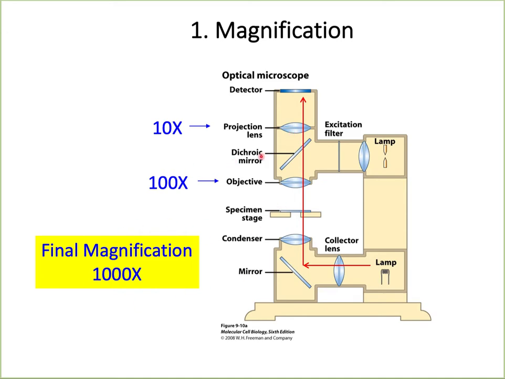From the projection lens, the light passes to a detector, and today the detector can be a computer screen, but most often the detector is simply your eye right here. That's the reason it's called an ocular or eyepiece, but more sophisticated microscopes actually do have a computer detector here, which is fed into a computer screen.